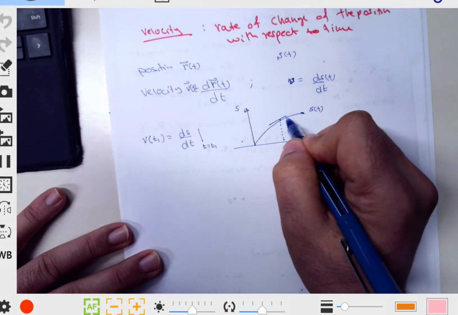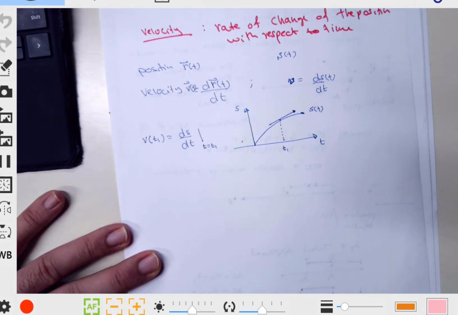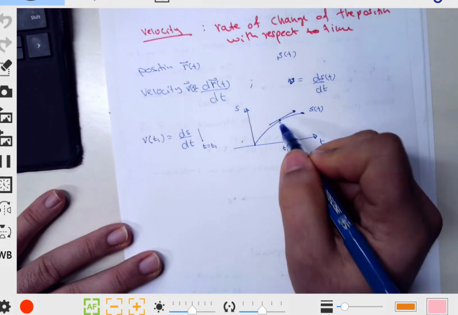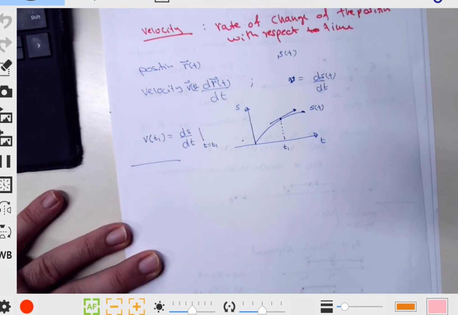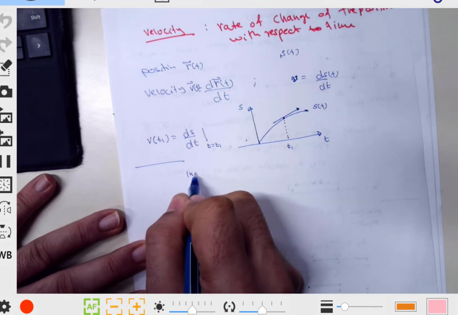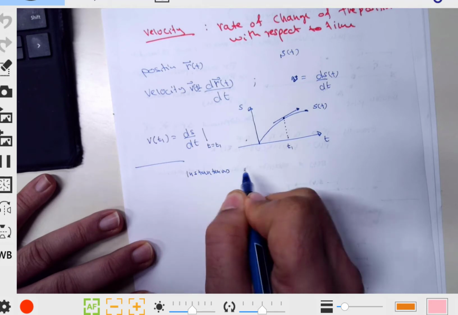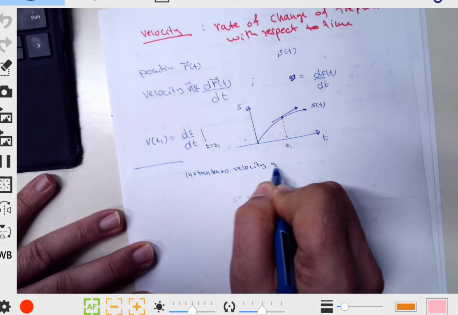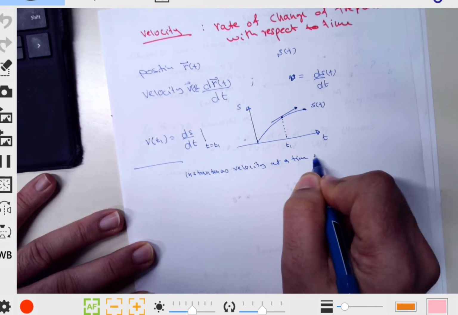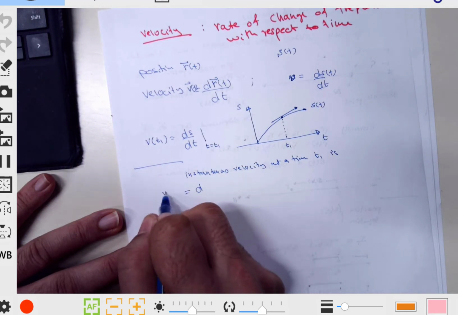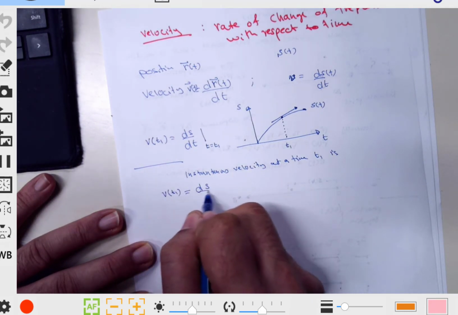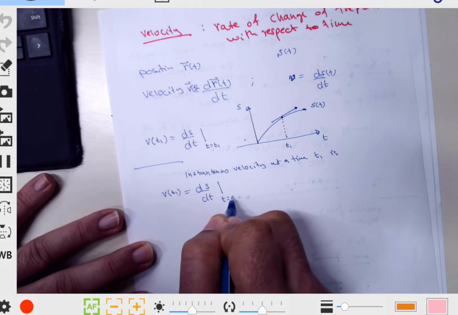So it's a tangent, right? It's a tangent, or it's the slope at that point. Great. Now later on we'll take some examples. I'm just giving you the definitions now. So instantaneous velocity at a time, let's say t1, is ds over dt estimated at t equal to t1.